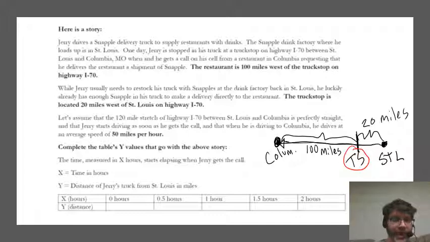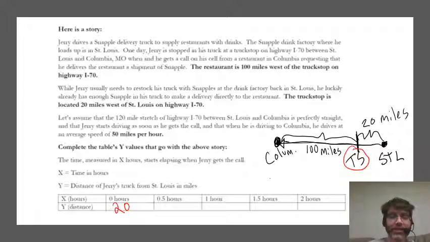Okay, so the time measured in X hours starts elapsing right when Jerry gets the call. Okay, and X is time in hours and Y is distance in miles from St. Louis. So do you see that the truck stop where he gets the call is already 20 miles west of St. Louis? So at time zero, the moment that he gets the call at the truck stop, he's 20 miles away. So we're going to write in 20 miles here, 20 miles.